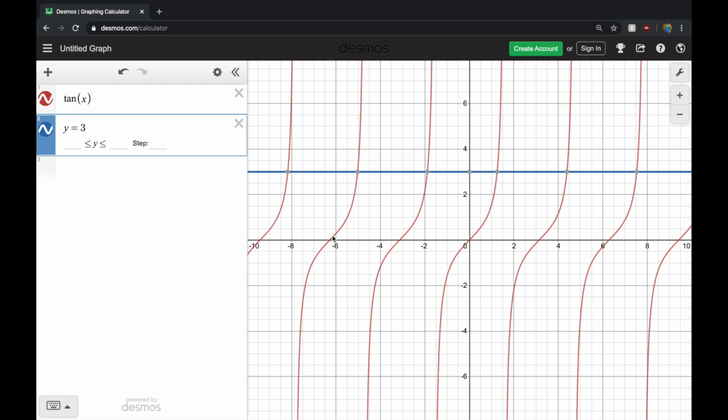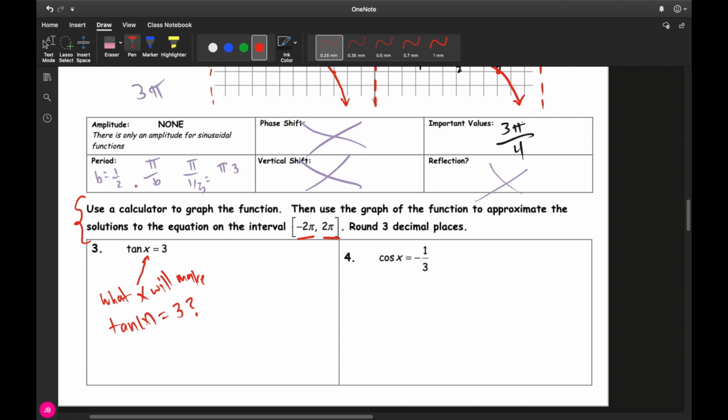So let's go back to my question and see what it's asking me to do. Use a calculator to graph the function. Okay, did that. Then use the graph of the function to approximate solutions to the equation on the interval from negative 2 pi to positive 2 pi and round to 3 decimal places. First of all, negative 2 pi is approximately negative 6.28, and positive 2 pi is approximately positive 6.28. So we're looking for values between these two values.